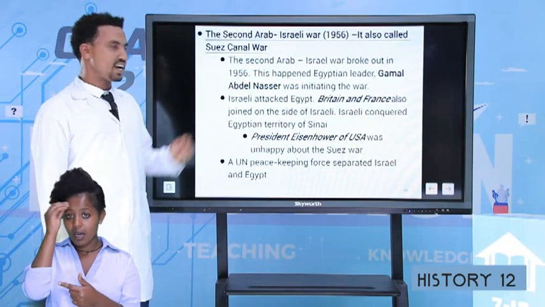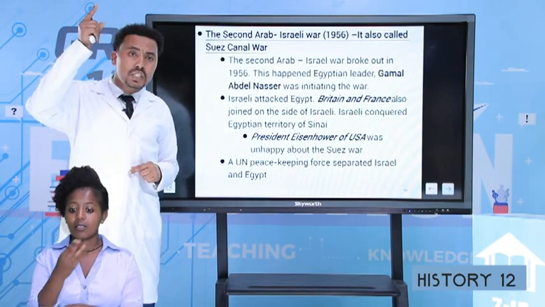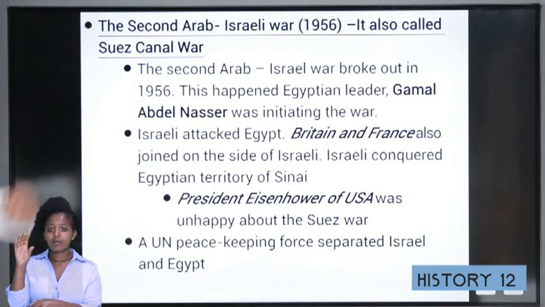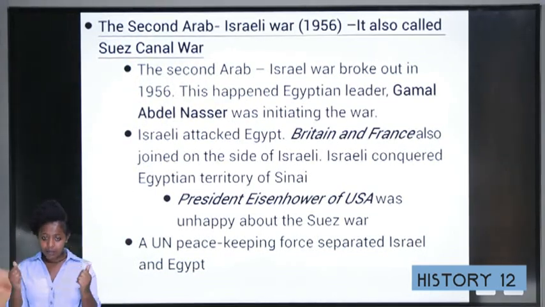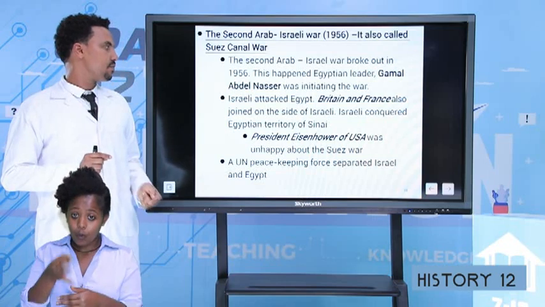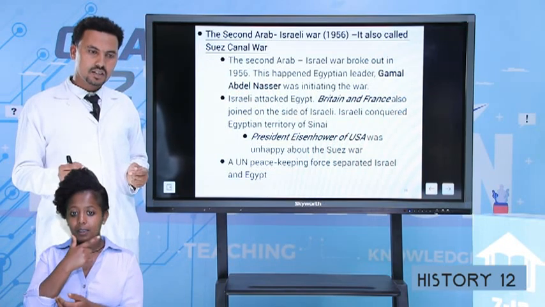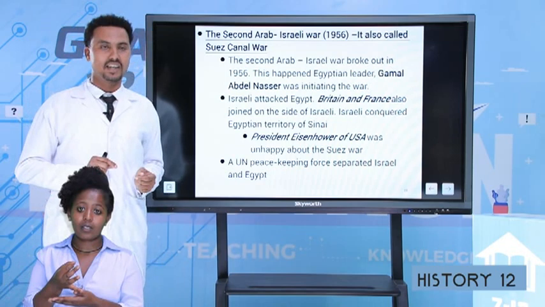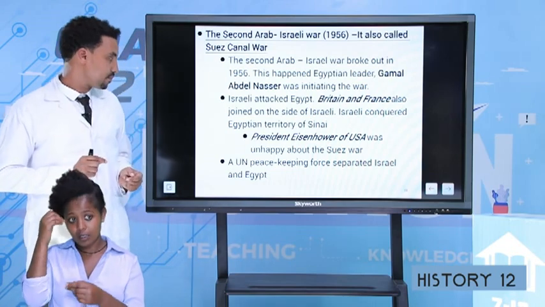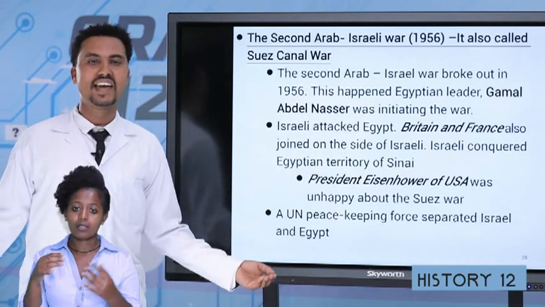The second Arab-Israel war, also known as the Suez Canal War or the Suez Crisis, broke out in 1956. This happened with the Egyptian leader Gamal Abdel Nasser initiating the war. On the side of Israel, Britain and France were involved as supporters of Israel. But Eisenhower, the US president at the time, was unhappy about the Suez War. Then the UN peacekeeping force separated Israel and Egypt.